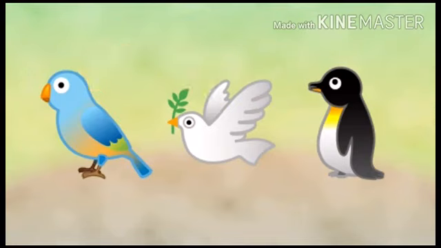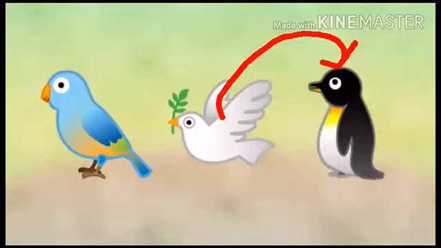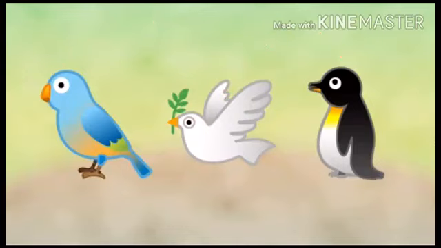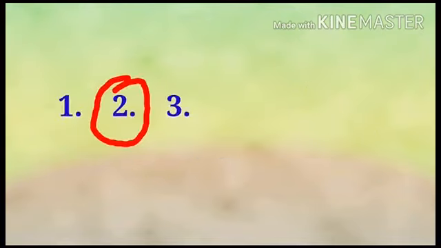Next, what is the position of the penguin? The penguin is after the pigeon. What is the position of the pigeon? Yes, the pigeon is between the sparrow and the penguin. Did you understand the concept of after, before, between? For example, here we have some numbers. Now let us learn the before concept. Here we have 3 numbers.